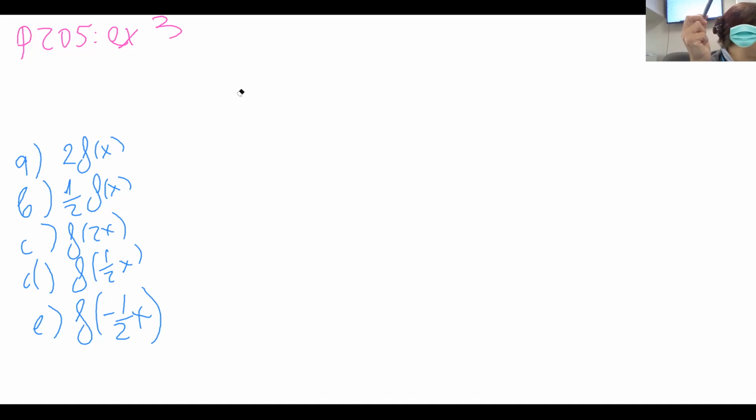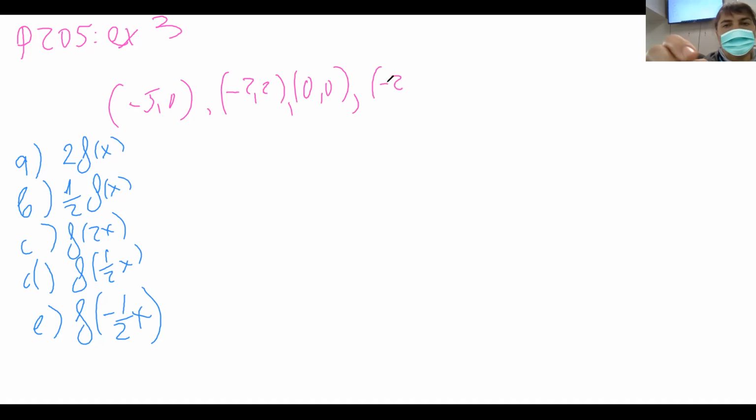So let's put the points. It's okay, we'll find them. So -5 and 0. I want to put them here so I can change them under it. Then -2 and 2. And the next point is 0 and 0. Then 2 and -4. And the last point is 4 and 0. Okie dokie.